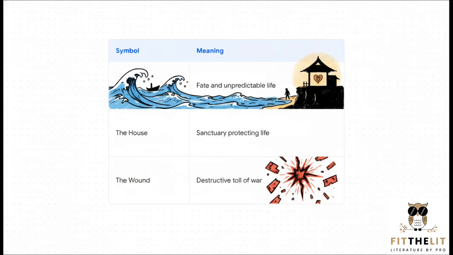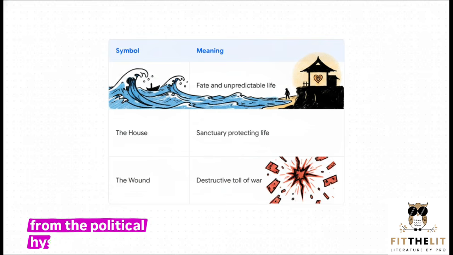Second, the house. Sitting high above the beach, Sadao's house is a literal and metaphorical sanctuary. It's a protected space where human life is preserved, totally isolated from the political hysteria of the outside world. And finally, the wound. Tom's gunshot wound is this super visceral symbol of the destructive, painful consequences that geopolitical wars inflict on everyday, common people.